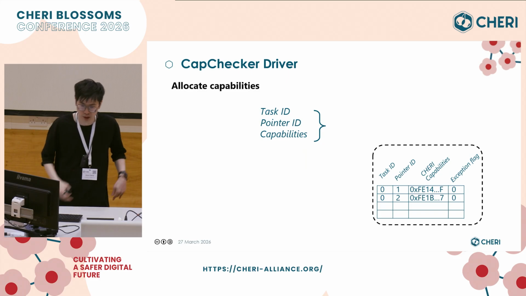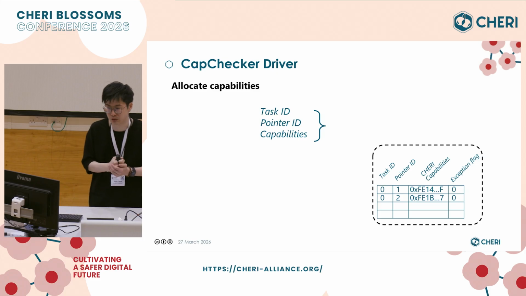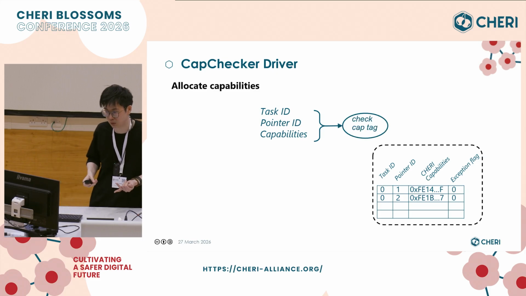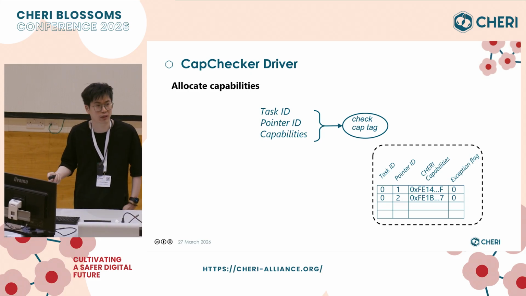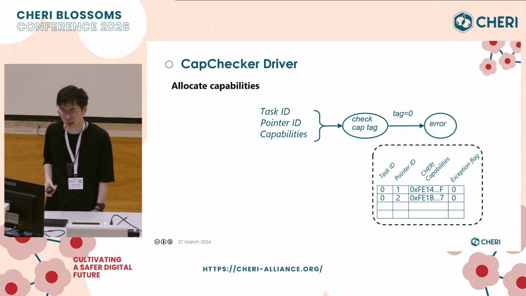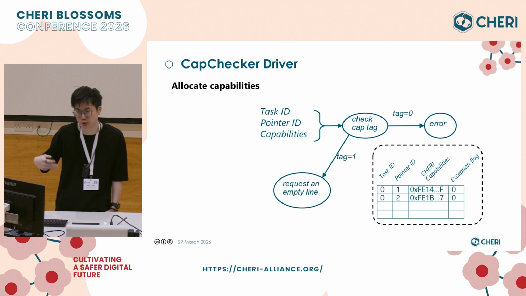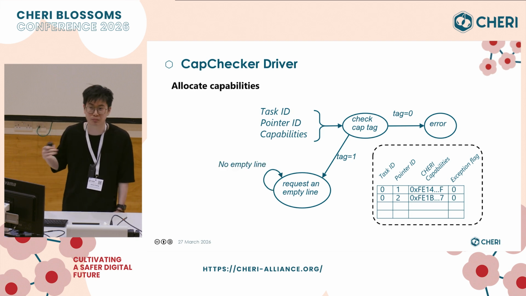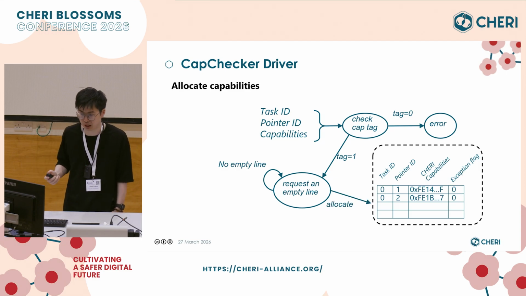So how do we allocate and deallocate capabilities? The information we need on the driver is a task ID, pointer ID, and capability. First, when we pass these components to the hardware, it checks whether the tag is valid or not, which is essential for the CHERI capability. If the tag is 0, we trigger an error. Then we look through the repository to try to find available slots. If there are none, it will simply stop. And if there is an empty line, we just allocate the capability.